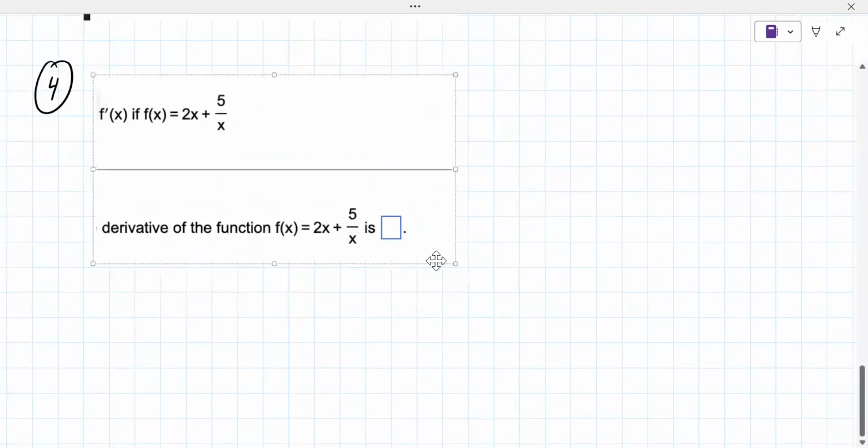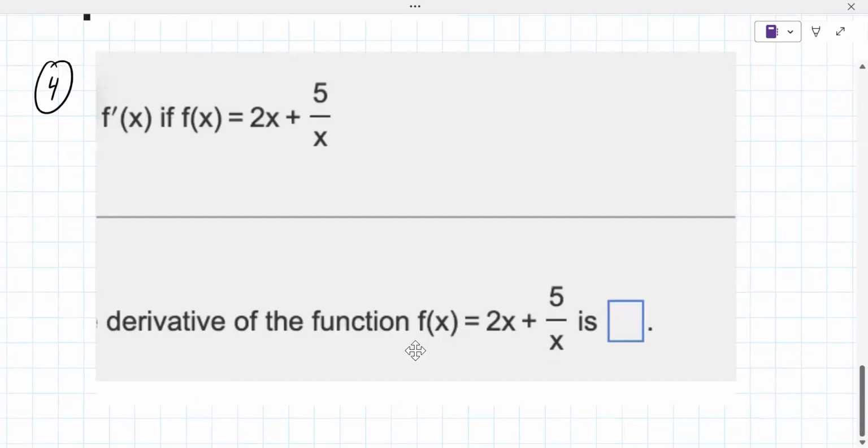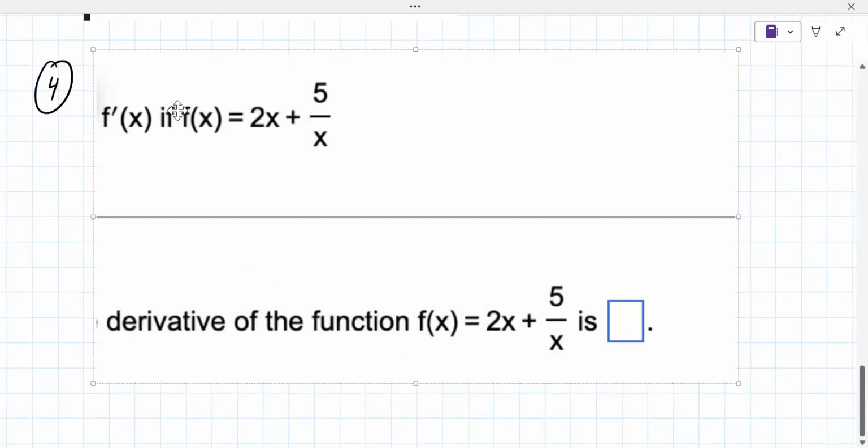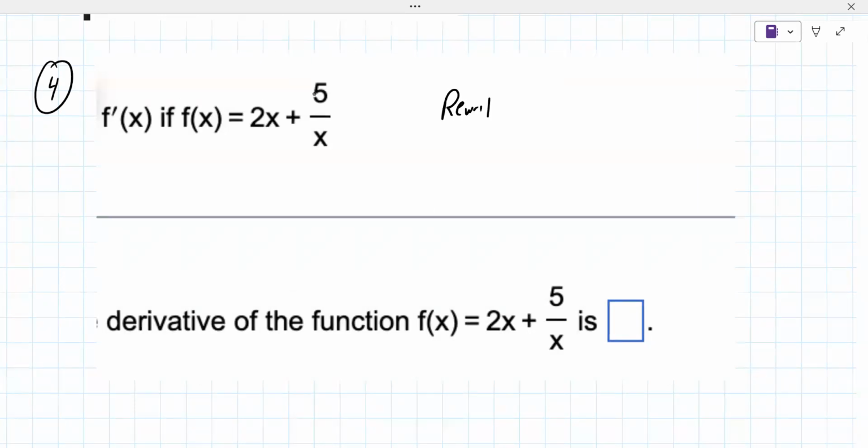All right, so here's a new problem. F prime of x, find the derivative of this. Now, there's what I call a rewrite step. I actually finally found a textbook that actually does this. Rewrite means there's no calculus. You're just doing something that you knew from a previous course.